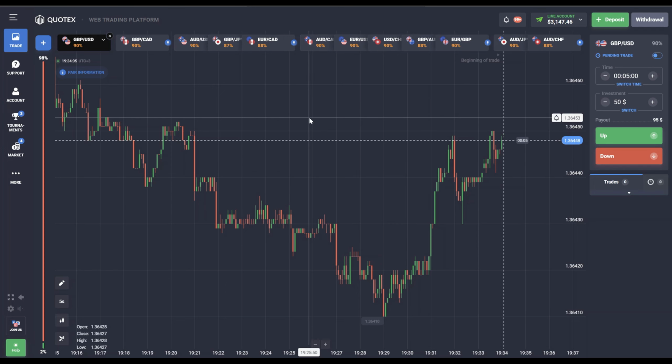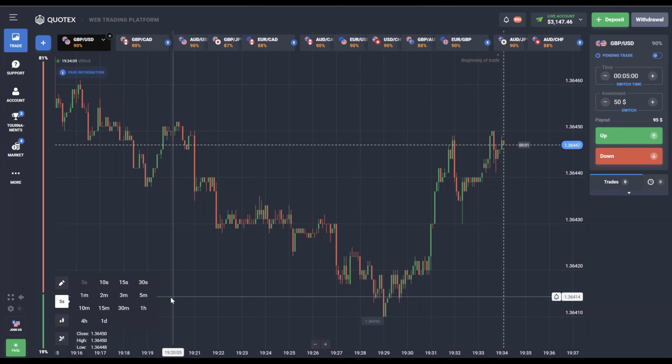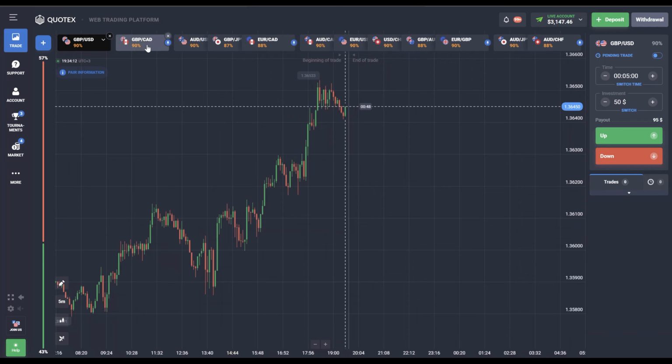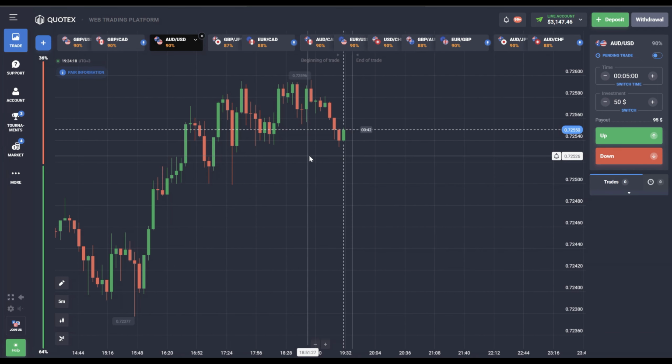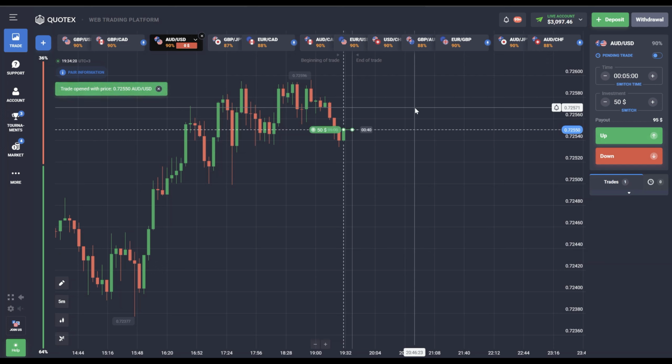We're trading based on support and resistance levels. Expiration time is 5 minutes. The bet amount is $50. I'll switch to a 5-minute time frame. And let's see what we have and where we have it, most importantly. Australian dollar, I'll open a long position.